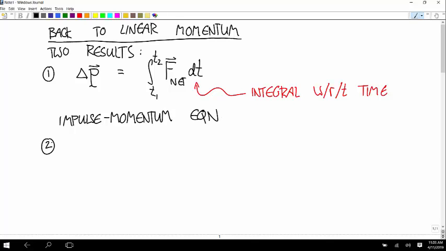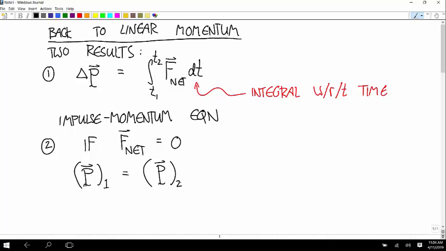And then the second one is, if F net is equal to 0, then the total momentum of your system at instant 1 is equal to the total momentum of your system at instant 2. That's conservation of linear momentum.